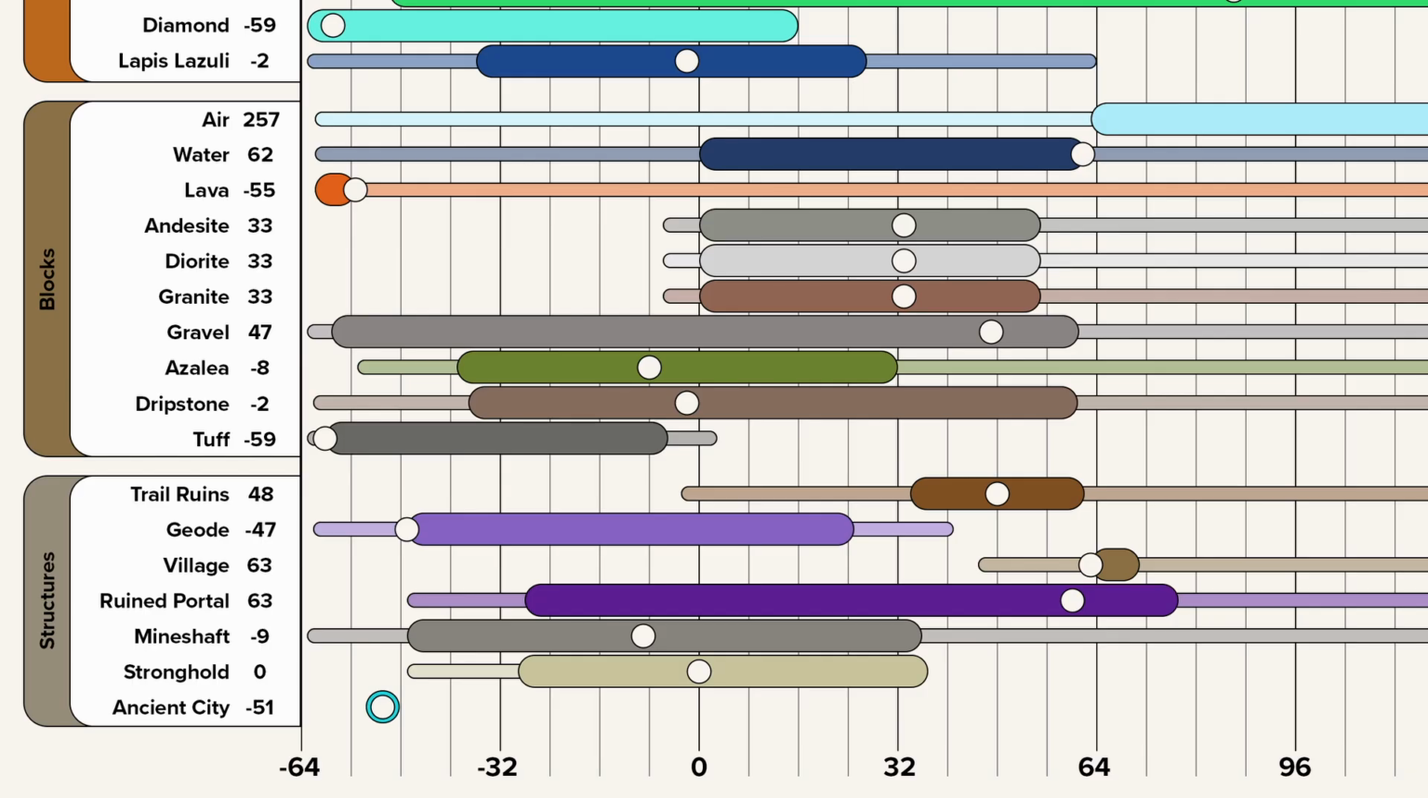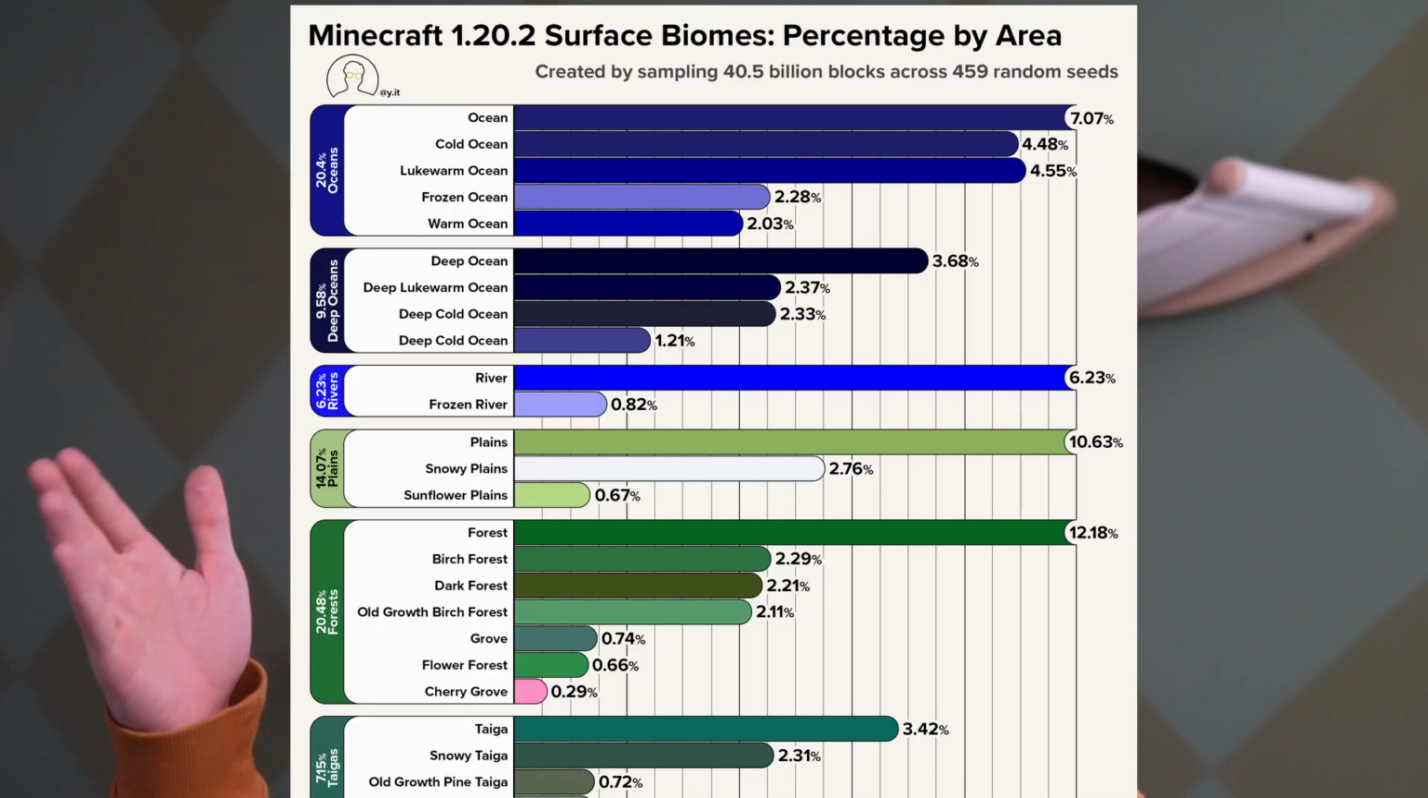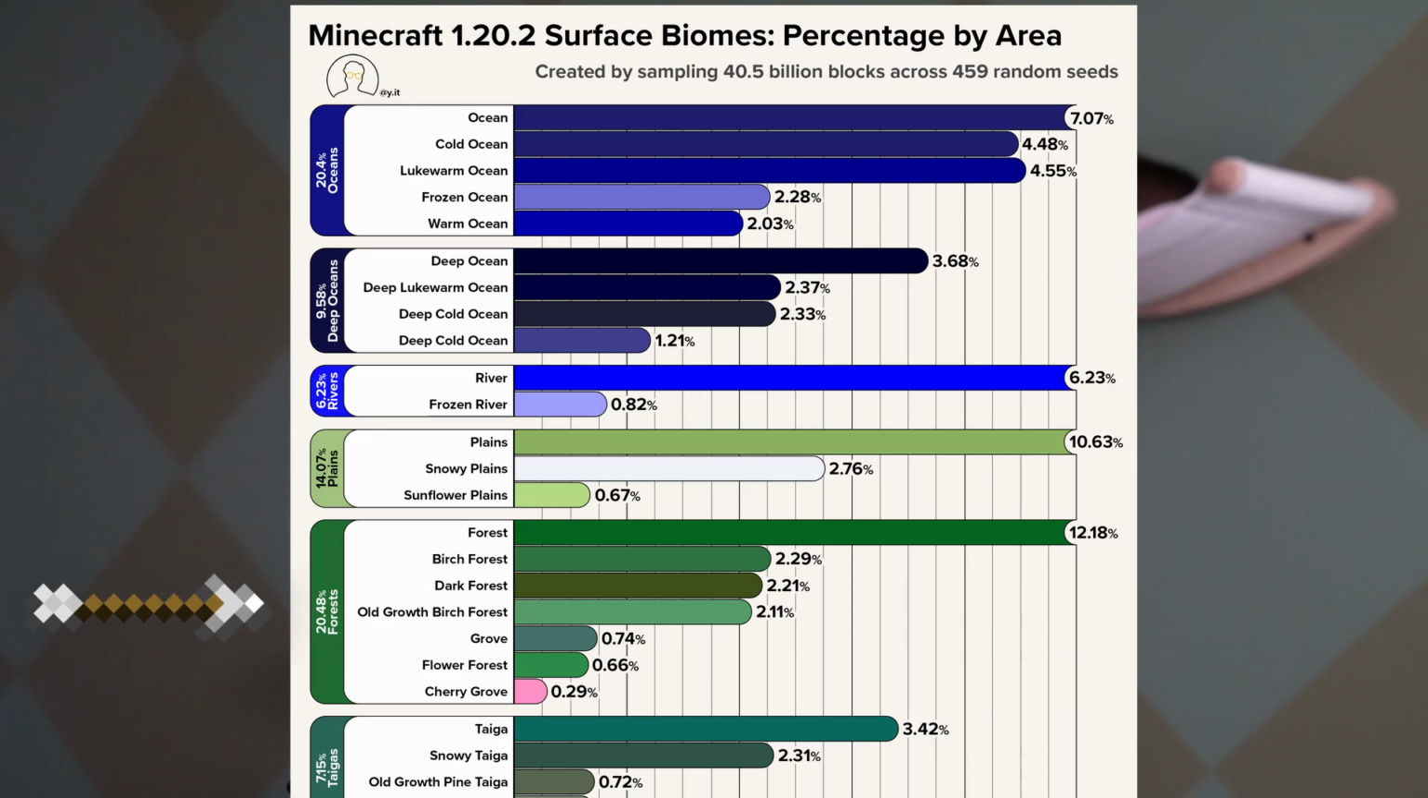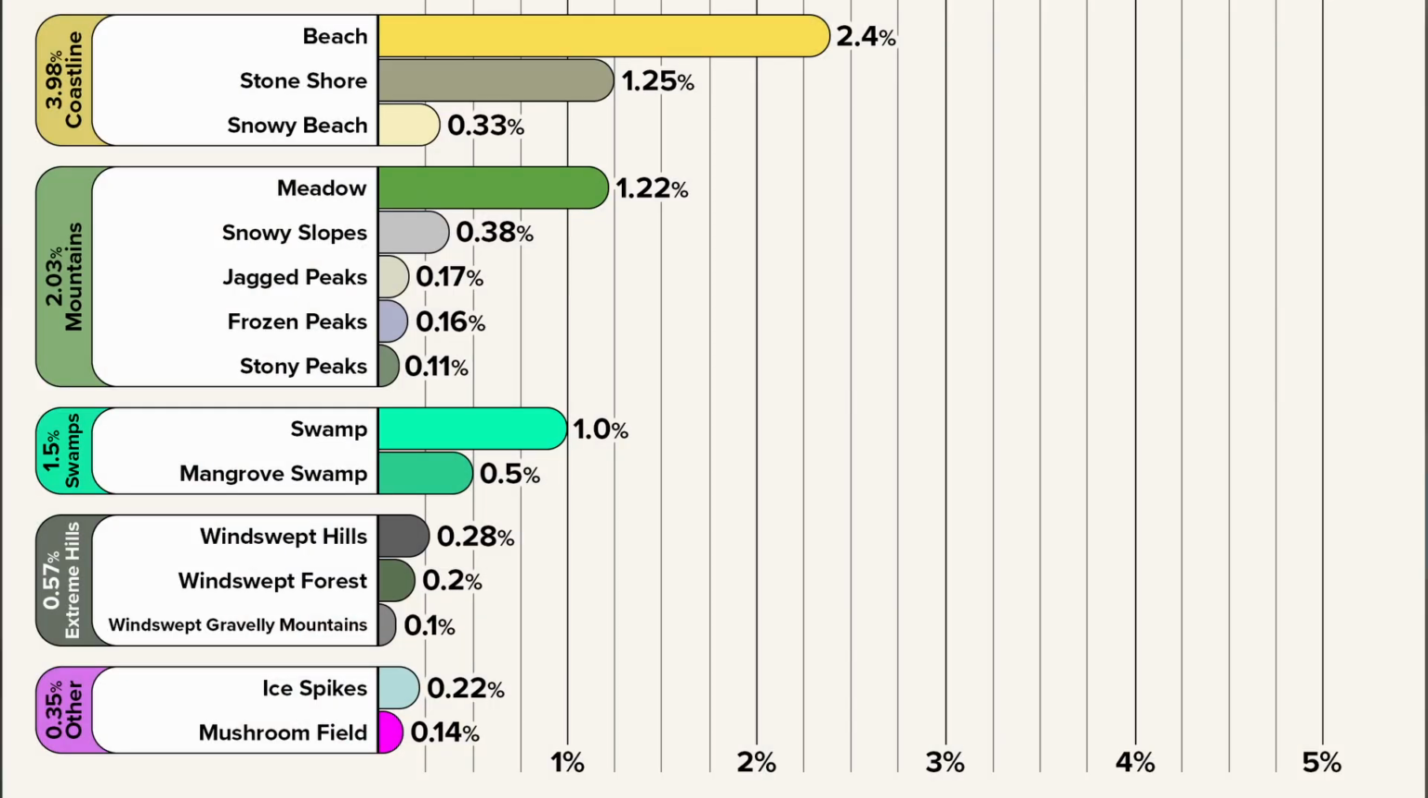The geode distribution is really interesting to me as well. Negative 44 is the best layer to mine at, and it tapers off slowly all the way up until Y equals 24. Some fun little tidbits for the biome percentages chart: I created the colors for the left group categories by averaging the colors of all the biomes that were in that category. And it works out pretty well, except at the very bottom.